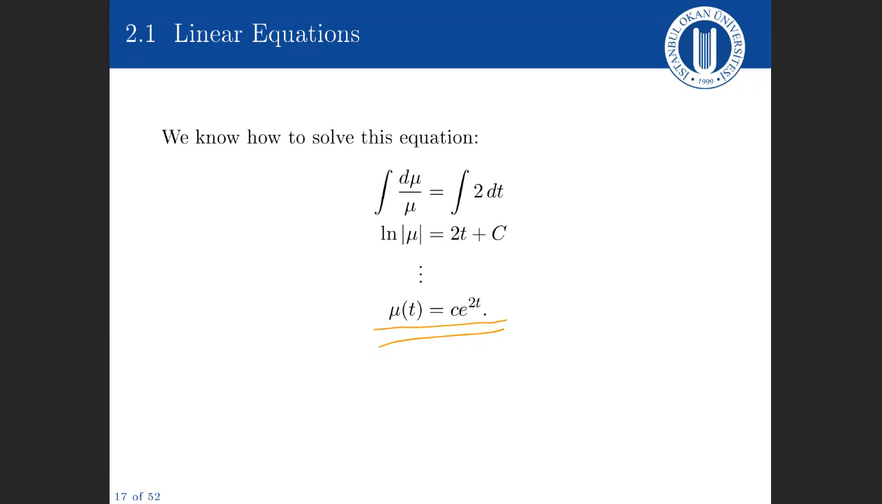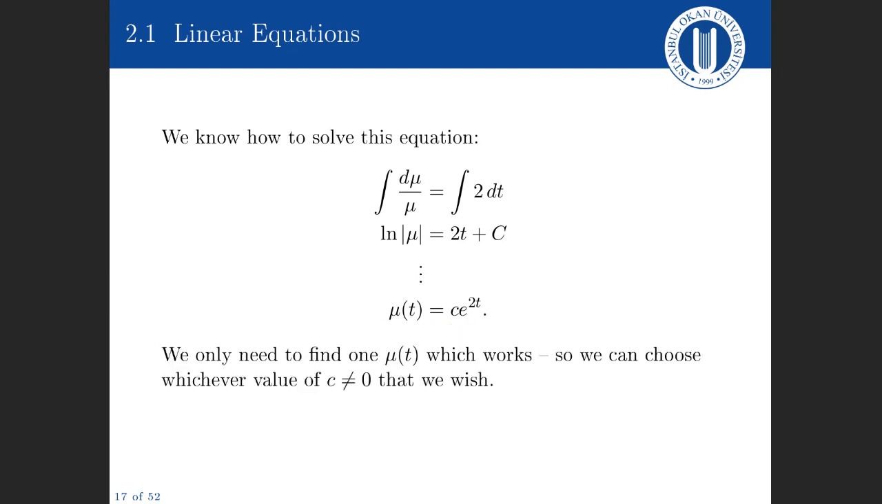This is the general integrating factor. This is every integrating factor which will work. But we don't need every integrating factor. We just need one integrating factor which works. That means we can choose whichever value of the constant c we want as long as c is not 0. And because I like easy numbers and I like easy functions, I'm going to choose c is equal to 1. So we're going to use the integrating factor mu t is equal to e to the power 2t.